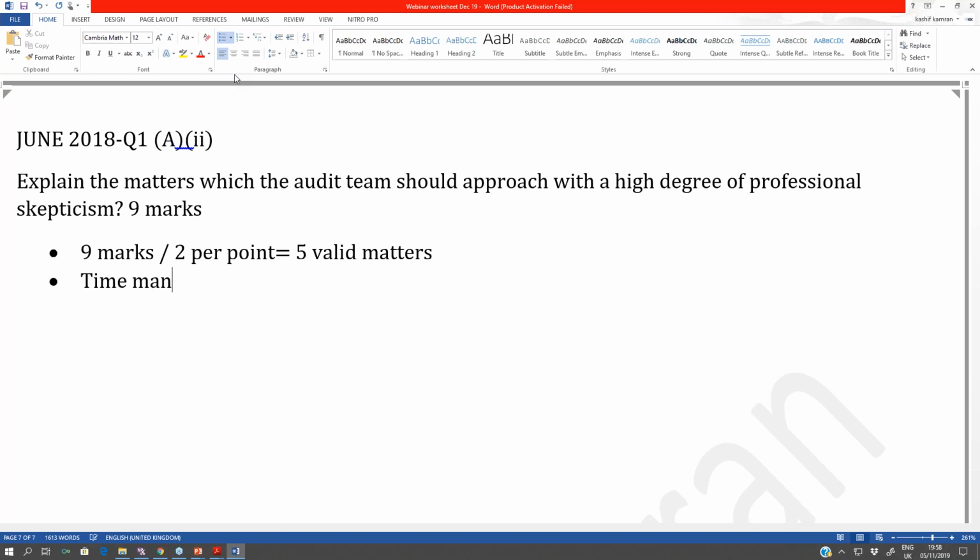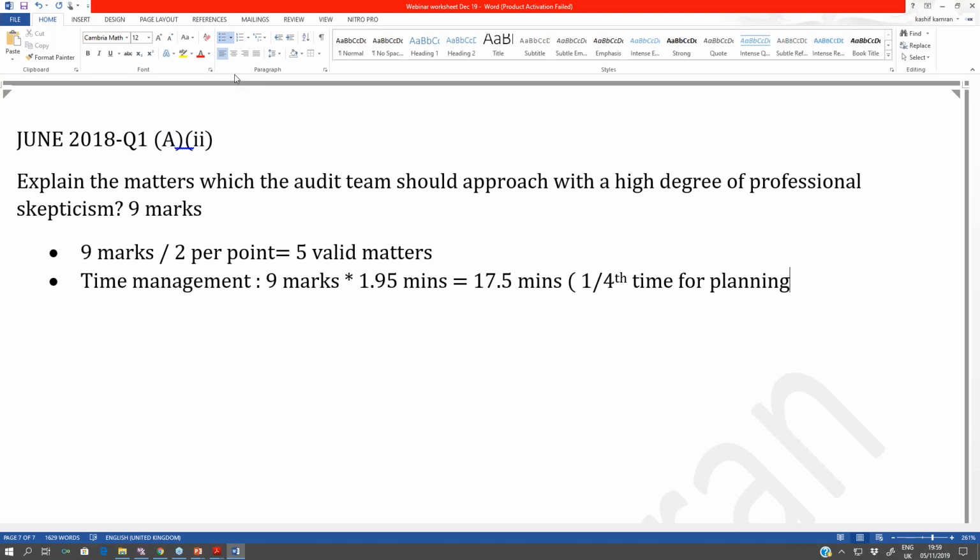And again, in terms of the time management for this 9 marks answer, we have 9 marks multiplied by 1.95 minutes. So how much time in total we have for this answer? 9 marks multiplied by 1.95, okay, 17.5 minutes. And from the 17.5 minutes, we have 1/4 time for planning. So the 1/4 time we have for planning is equal to 4.3 minutes. So how much time are we left for writing? The writing time is 13.1 minutes. Okay, now let's do the planning time, and we have 4.3 minutes of planning time.